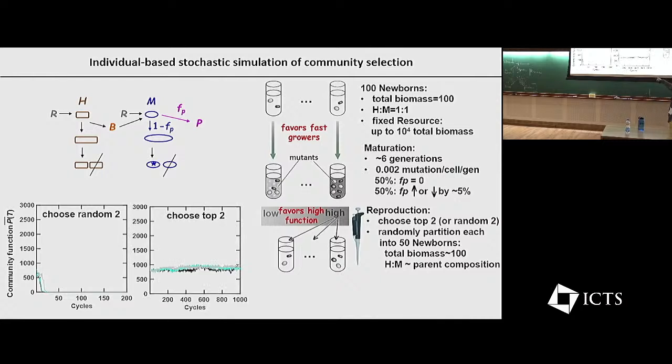So if we choose the top two, we actually see it got better, right? These three colors are three independent simulations. So it's never going to zero. They at least didn't decline. But the function didn't improve either. Right, and so why is that?